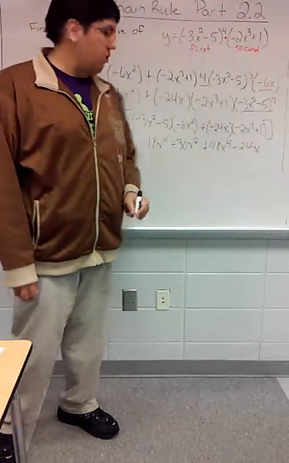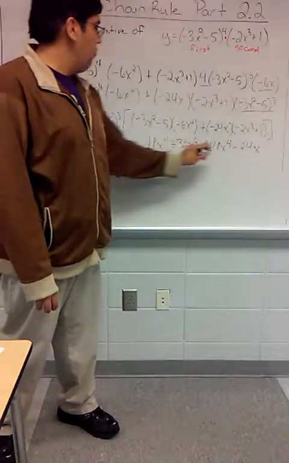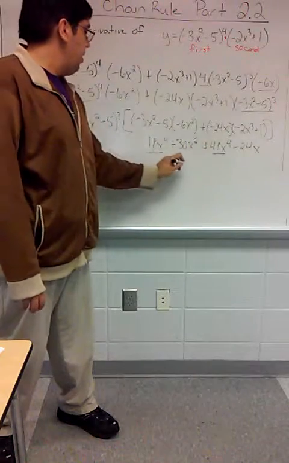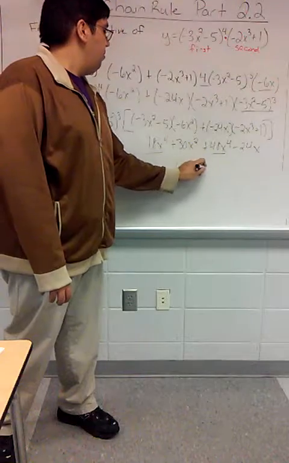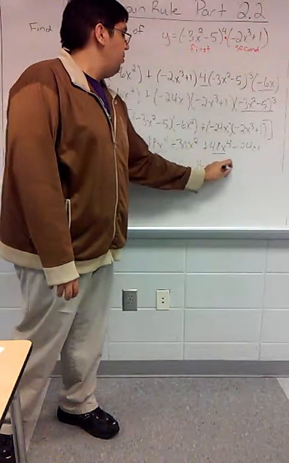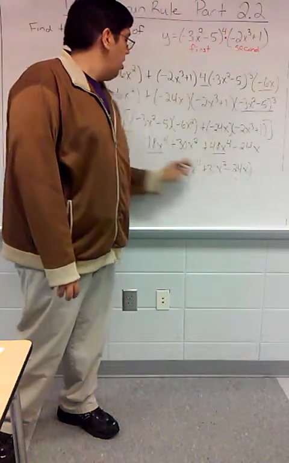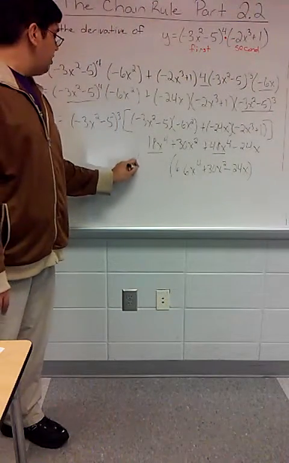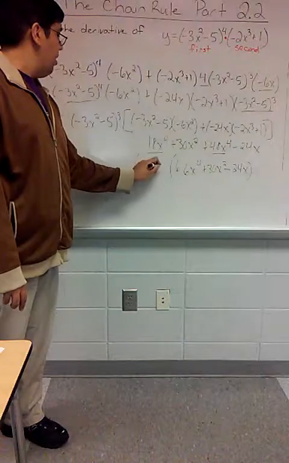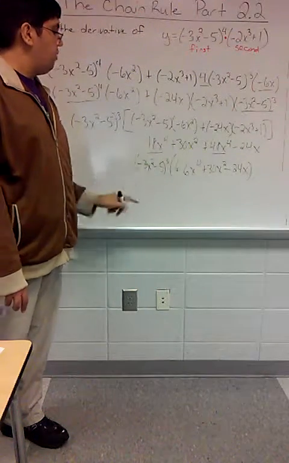Now combine any like terms. 18x to the fourth and 48x to the fourth. That's going to give me 66x to the fourth plus 30x squared minus 24x. But don't forget that you factored out this term from the beginning. So you have negative 3x squared minus 5 to the third power.